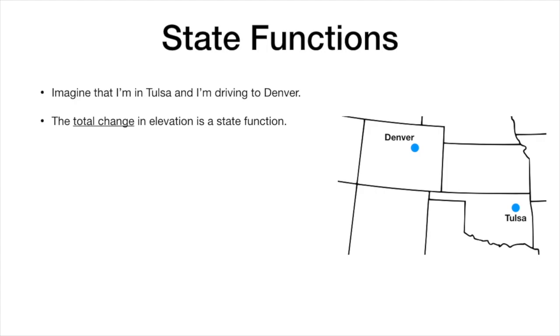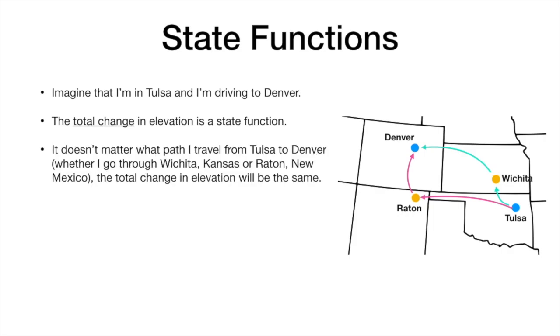And what that means is that it doesn't matter if I go to Denver via New Mexico and go through Raton, or if I go through Kansas and go through Wichita. Whichever route I take, it doesn't matter which route I go through, the total change in elevation from Tulsa to Denver will be the same. So that's what it means to be a state function.